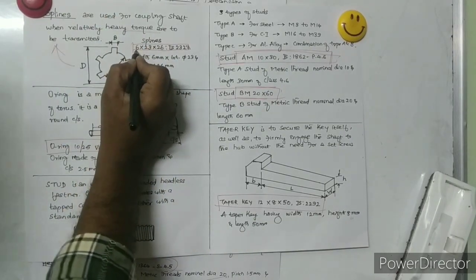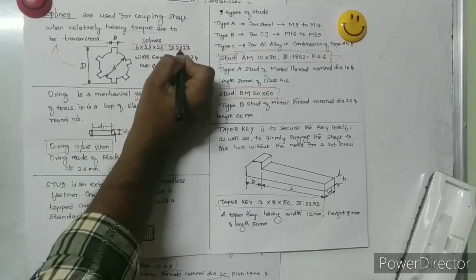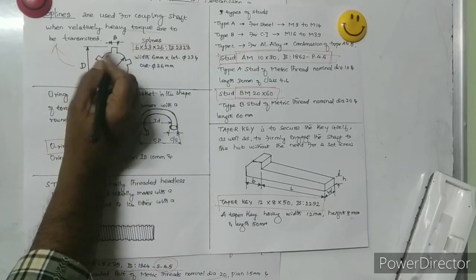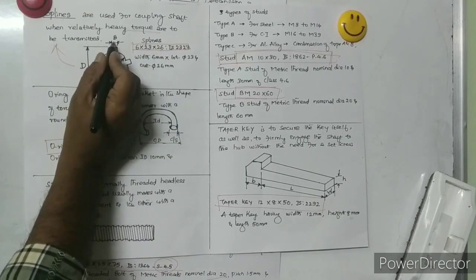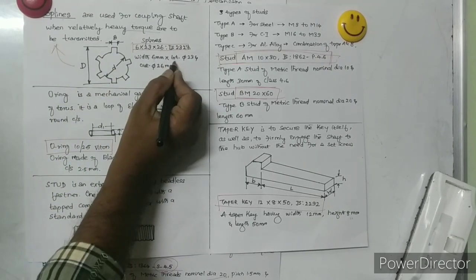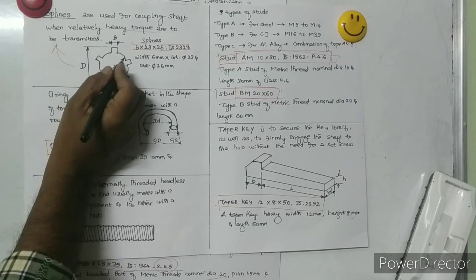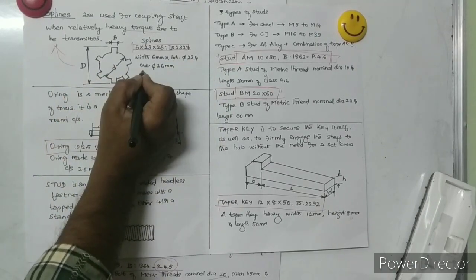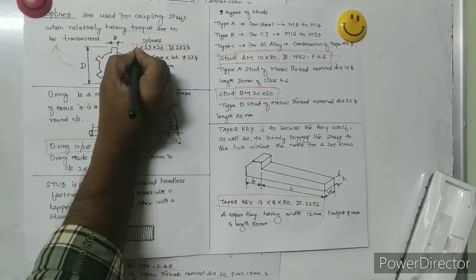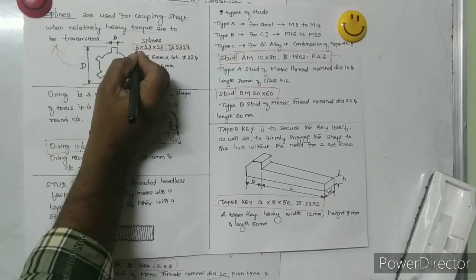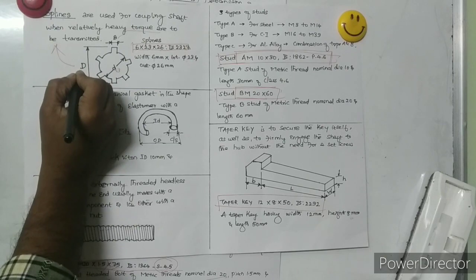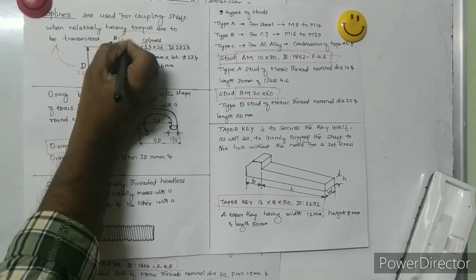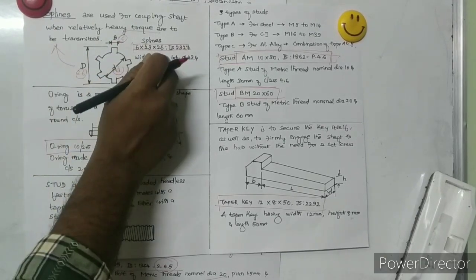So splines, say 6 x 23 x 26 IS, should be written. See, the spline looks like this. The width is 6 mm, the internal diameter is 23 mm, and the outer diameter is 26 mm. If you see, the width of this plane is 6 mm, internal dia is 23 mm, external dia is 26 mm. That's what splines are.